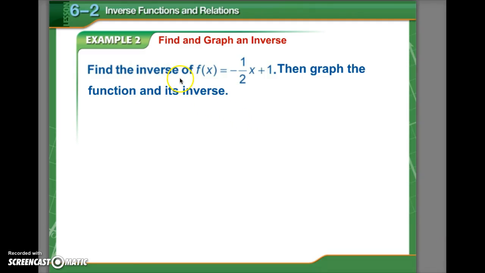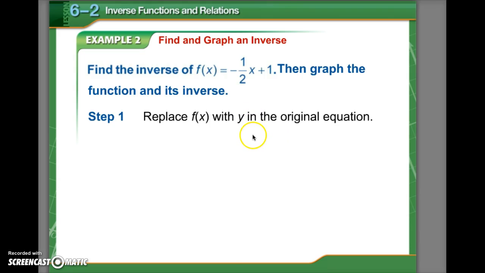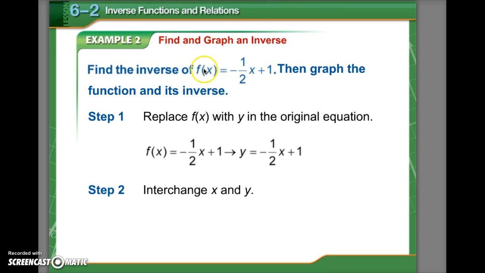Okay, so we need to find the inverse of f of x equals -1/2 x plus 1, and then we're going to graph the function and the inverse. So the first thing we're going to do is take the f of x and write y instead, because f of x just means y. So that becomes y equals -1/2 x plus 1. And then the second step is you switch x and y. So here we have y equals -1/2 x plus 1, and then we have x equals -1/2 y plus 1. You're just flipping the y and the x.